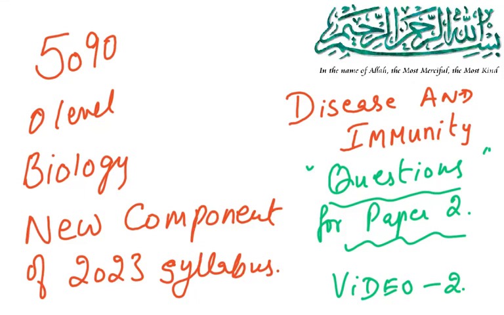Bismillah Rahman Rahim. Now, this is the second video on the chapter Disease and Immunity, and I've taken out some questions from other syllabuses like 0610 so that you have a practice of these questions because this is going to be examined for the first time.